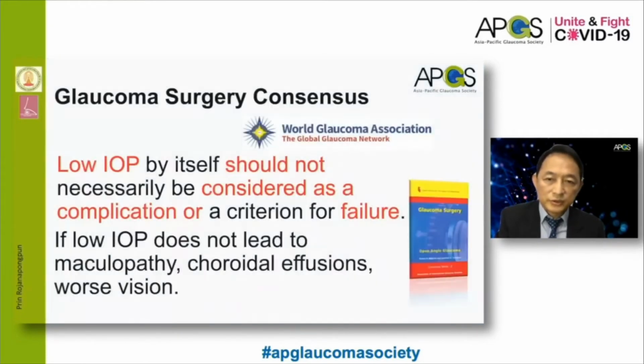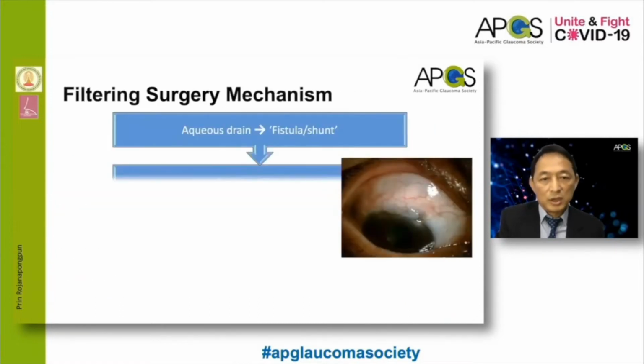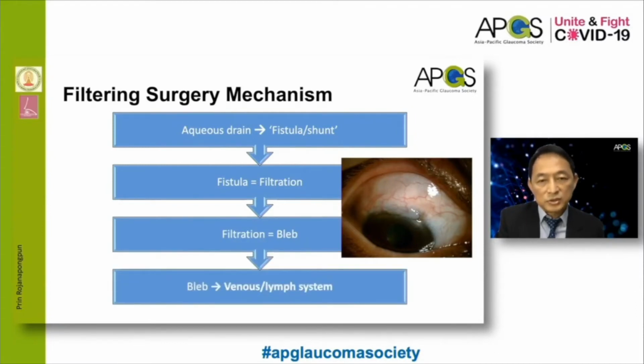Based on the consensus of World Glaucoma Association, low IOP itself is not necessarily considered as complication or failure if it does not lead to permanent visual loss like maculopathies or choroidal effusion. We all understand that filtering surgery is connecting the aqueous to the subconjunctival space by creating a fistula. And we hope that this aqueous goes to the bleb that will be taken up by the venous or the lymphatic system and give us a nice diffuse bleb on the right-hand side.